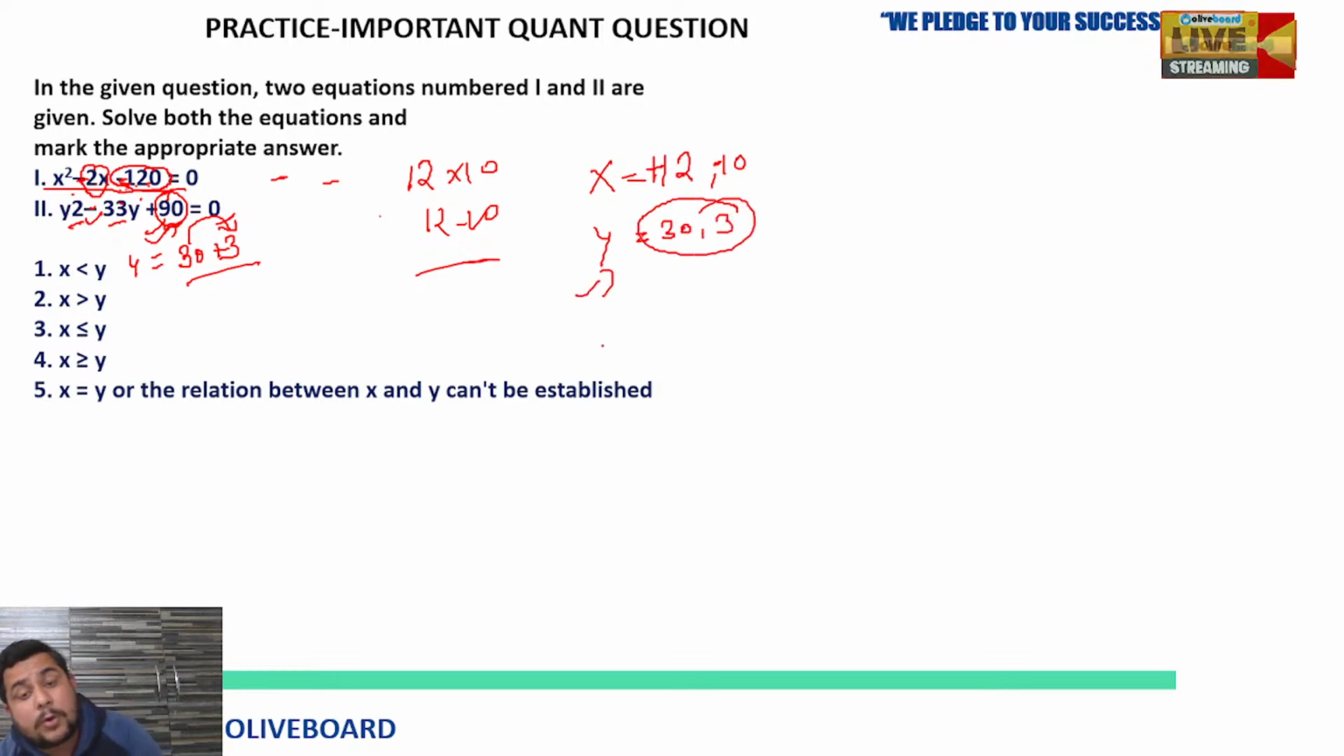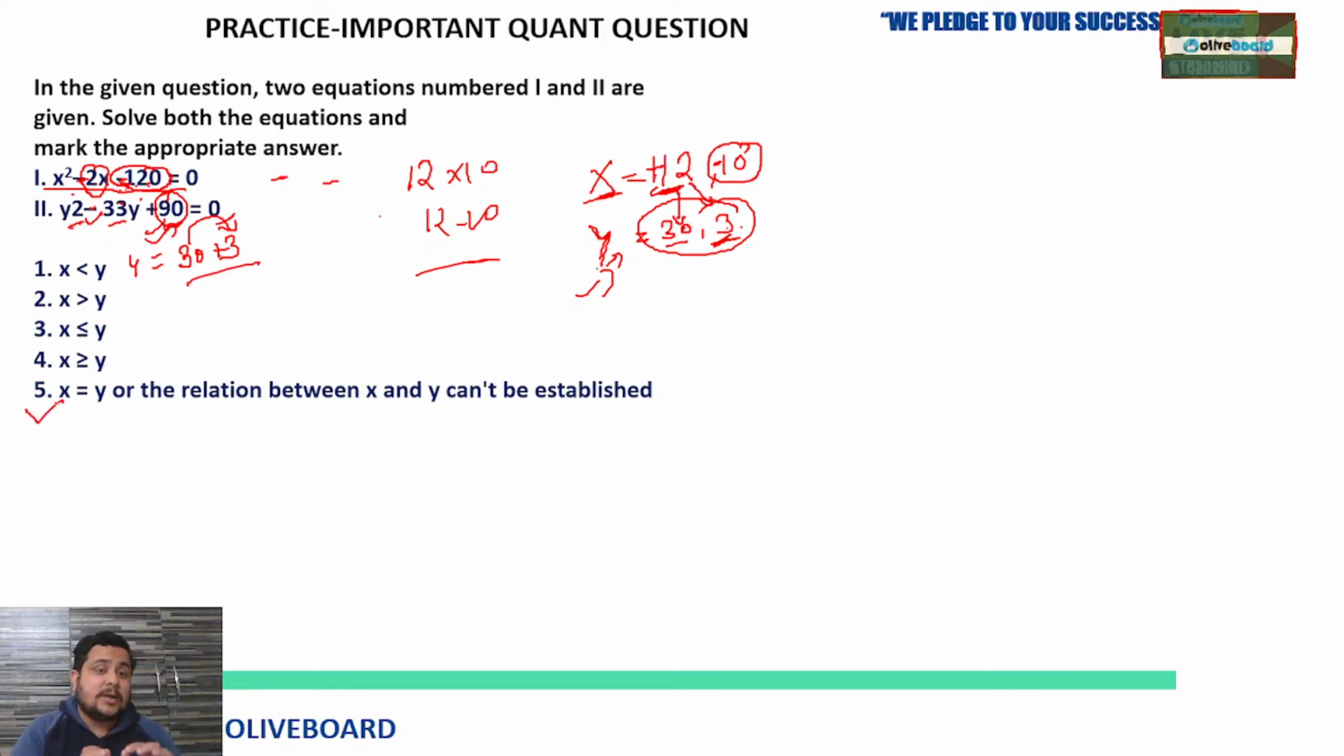But here is one problem. 12 is the first root of x. The negative value of x will be less than 30 and 3, meaning both roots of y. But if you compare the positive value of x, it is less than 30, the first root of y, but greater than 3, the second root of y. So it is not possible, as we have discussed so far. So we can say here also relation cannot be established.